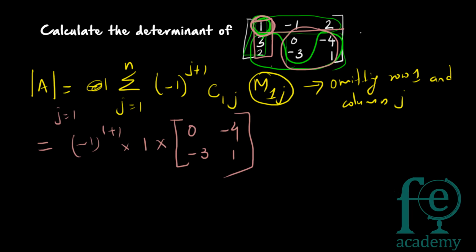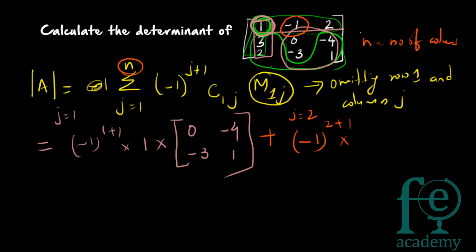Now the second value of j will be equal to 2. n means n will go up to the number of columns of this particular matrix. n is standing for the number of columns. So now you are going to j is equal to 2. So j is equal to 2 means it becomes (-1)^(2+1). j is 2 into C12. C12 means this element. You are going to omit the second column and the first row. The first row is always omitted. So column only will be differing.